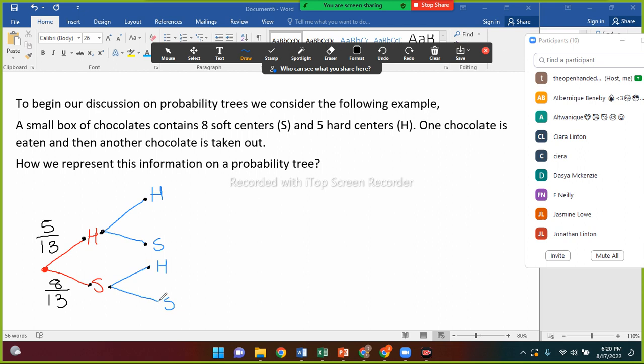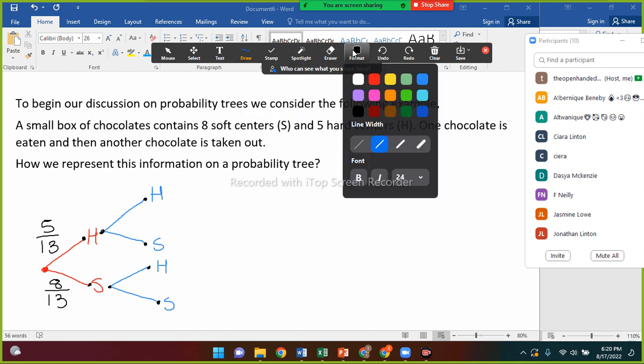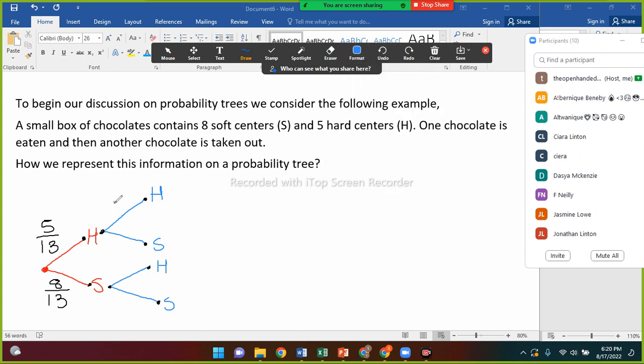So what is the probability of me getting a hard-centered chocolate? But remember, I already took one out of the bag because my first one is already taken out. So now I'm on my second one. That means I only have 12 chocolates inside my box. And how many hard-centered chocolates do I have? Well, I already took one out. So I am left with 4.